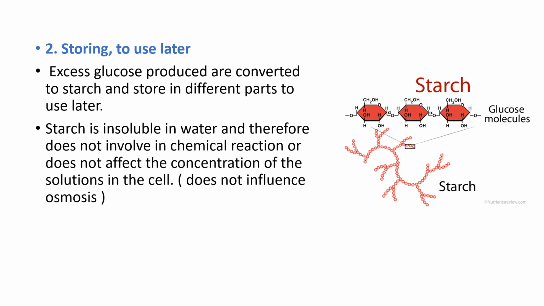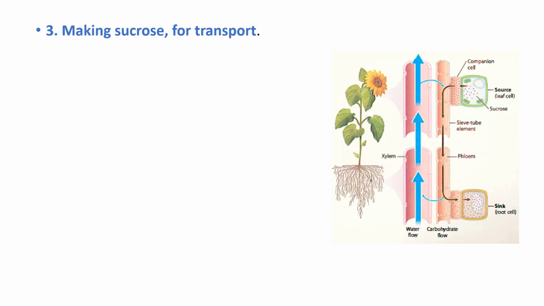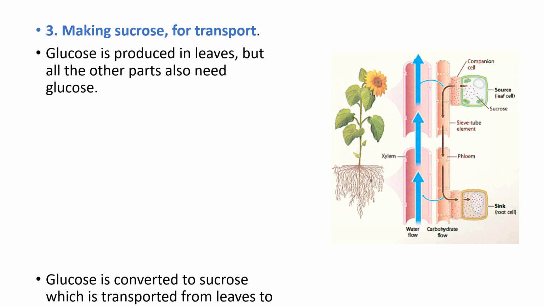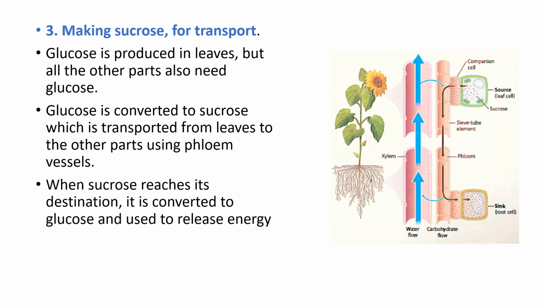Starch is made up of a chain of glucose molecules, therefore when in need, starch can be easily converted to glucose molecules. Glucose is mainly produced in leaves, but all the other parts also need glucose. Therefore, glucose is converted to sucrose, which is transported from leaves to the other parts of the plant using phloem vessels. When sucrose reaches its destination, it is converted to glucose and used to release energy through respiration.